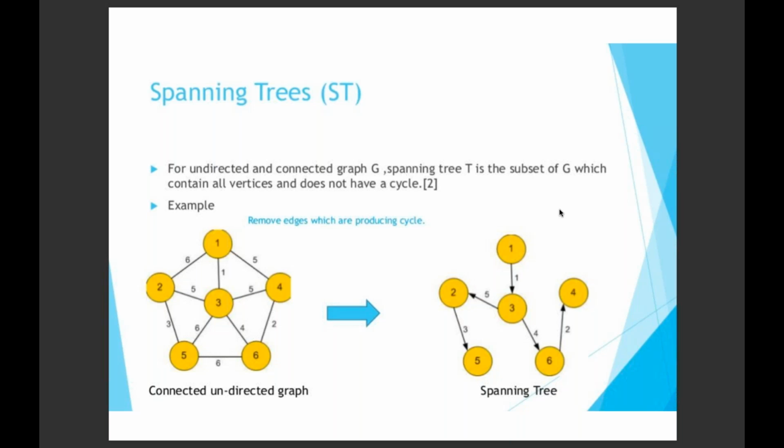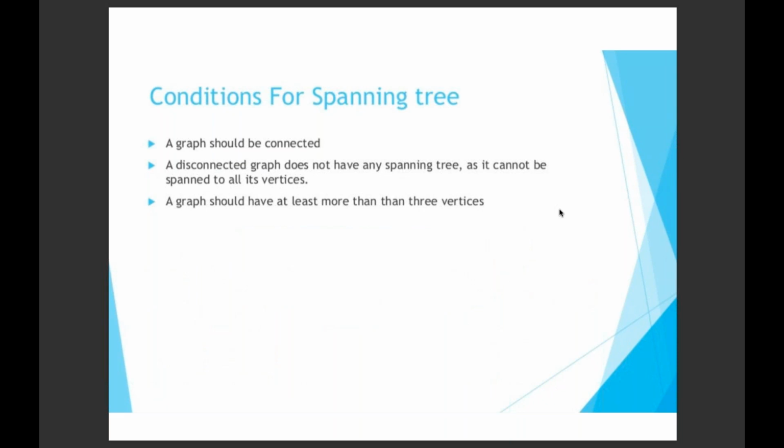If you see, there is an undirected graph, so we are going to have a spanning tree where you have all your vertices, and every vertex is connected to one vertex without forming a cycle. It means you have only one single edge from one vertex to the other vertex. So guys, let's see the conditions to create a spanning tree.